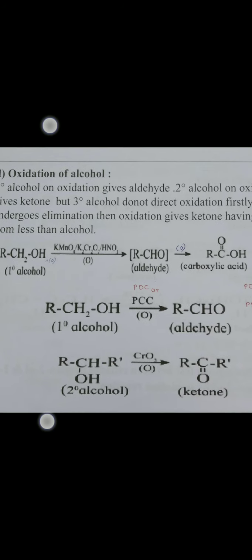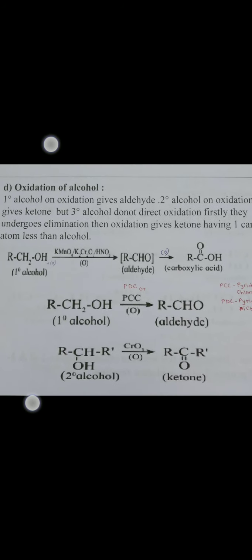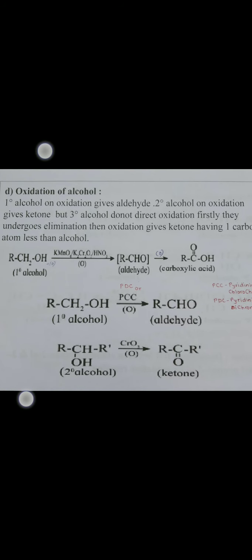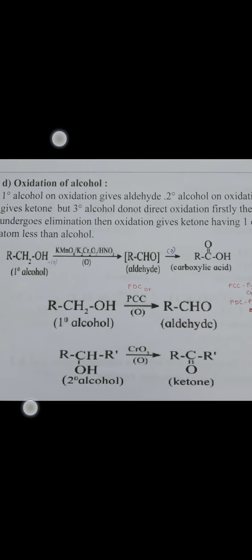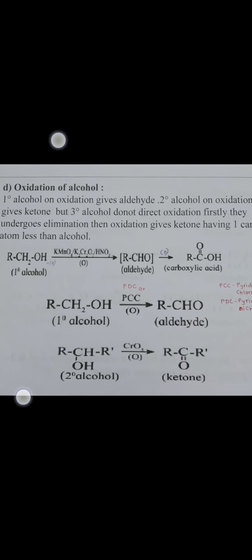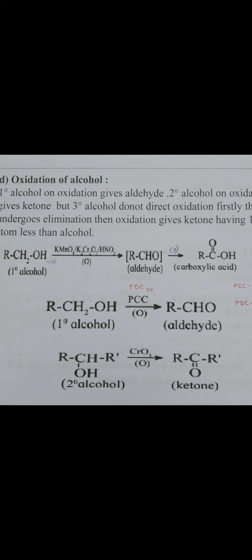Now we will go to the next reaction, that is the oxidation of alcohols. Primary alcohols on oxidation give aldehydes and secondary alcohols on oxidation give ketones. But tertiary alcohols do not undergo direct oxidation. First they undergo elimination, then oxidation gives ketones having one carbon atom less than the starting alcohol. For example, primary alcohols are RCH2OH.